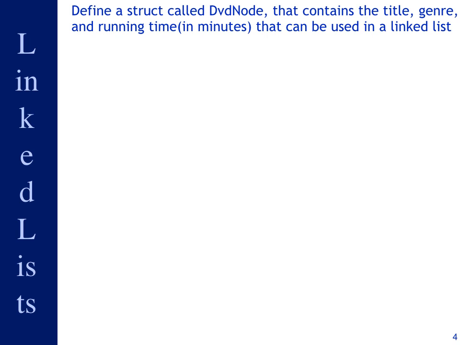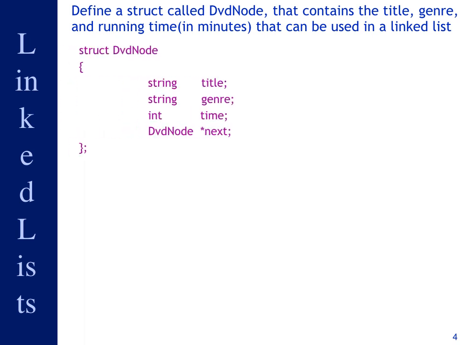Looking at linked list, let's define a struct that we're going to call DVD node that contains a title, genre, and running time in minutes that would be used in the linked list. When we say that we're going to use it in the linked list, we need to include a pointer of the same type, and we usually call that next. So title will be a string, genre will be a string, the running time will be an integer. So here is our struct. Struct DVD node, string for title, string for genre, int for time, and we're going to have a pointer next that points to a DVD node, the same struct.